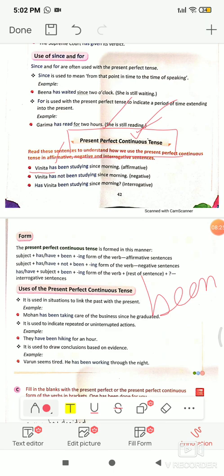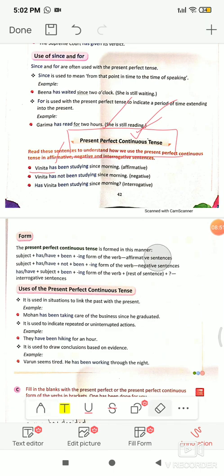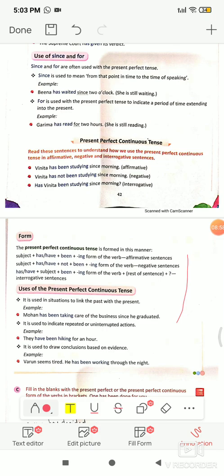Now continuous is used only with the first form of verb. So studying. Study is the verb plus ing. First form of verb plus ing. So Vinita has been studying since morning. They have been studying since morning. Right? So has been, verb first form plus ing. Subject plus has been or have been plus first form of verb plus ing becomes your present perfect continuous tense.